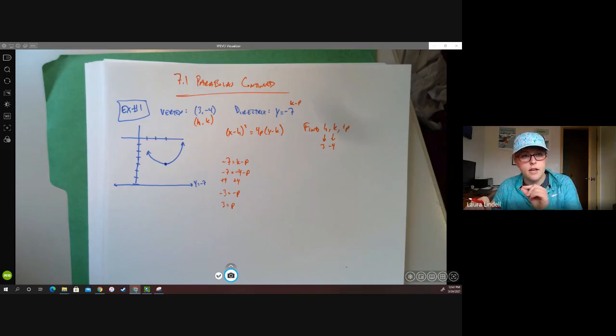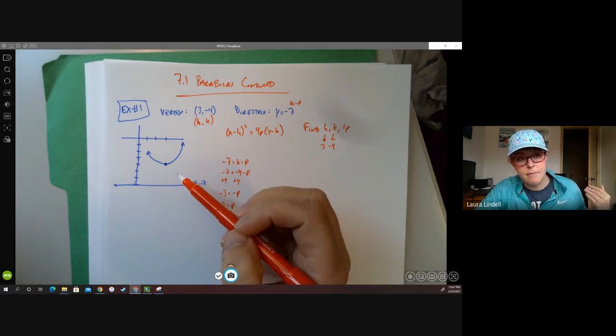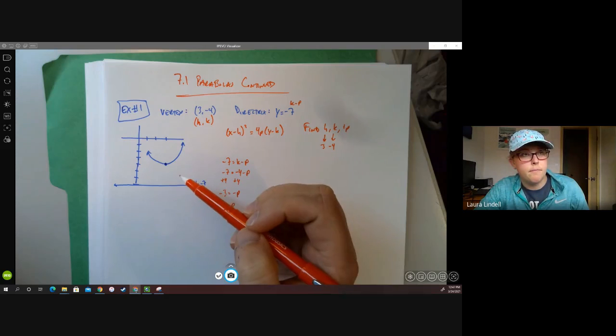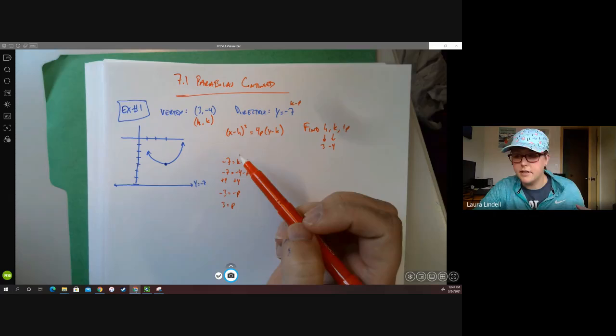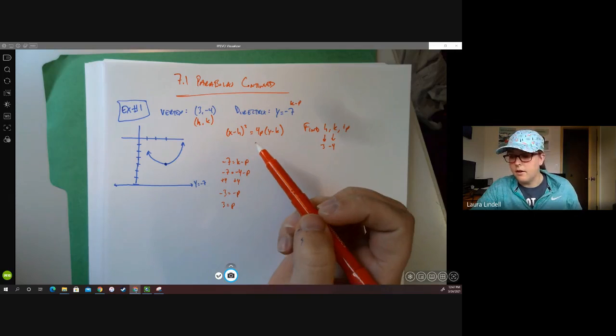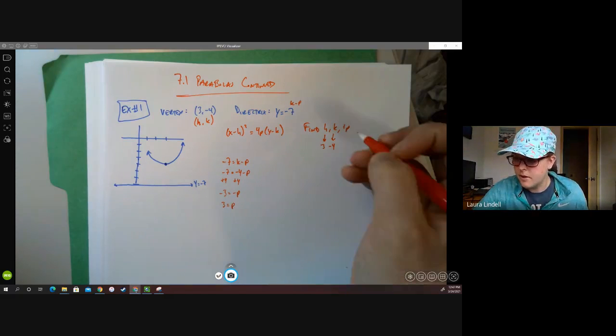That should be the case because we saw yesterday from that little Desmos widget that if p is positive, it opens up. If p is negative, it opens down, which kind of goes with what we had talked about a long time ago with parabolas and whether or not they're reflected when we were doing transformations of functions. So anyways, good thing p is 3. It makes sense.